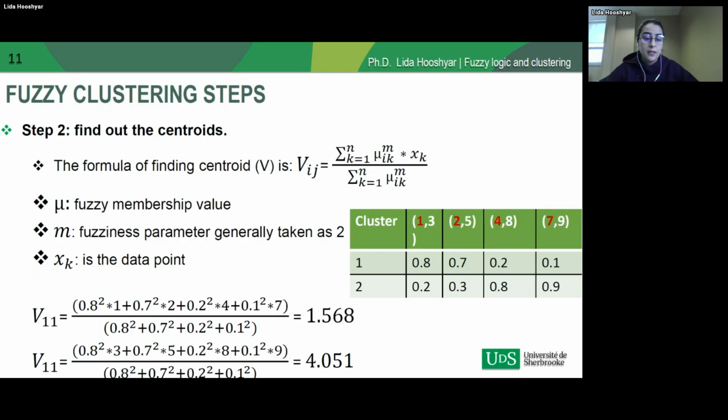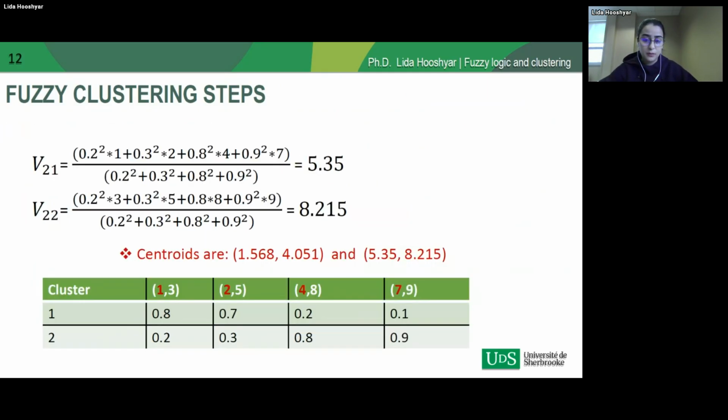after computing the centroids, the resulting centroids are shown in this slide. After finding them, I have shown the centroids in red.